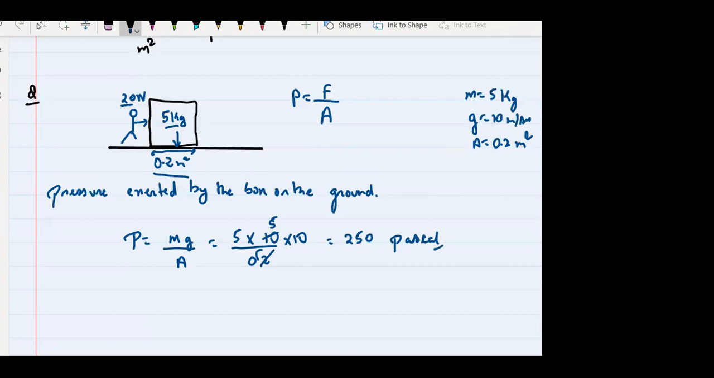Okay, everyone think about it. 250 Pascal is correct because this 20 Newton is not perpendicular, right? That is the concept. So 20 Newton is directional. This is 20 Newton. Ground is here. So perpendicular force should be in this direction. Yes or no? That is the basic definition.